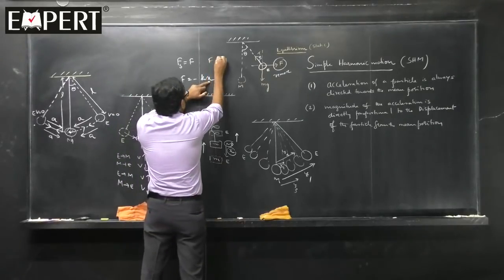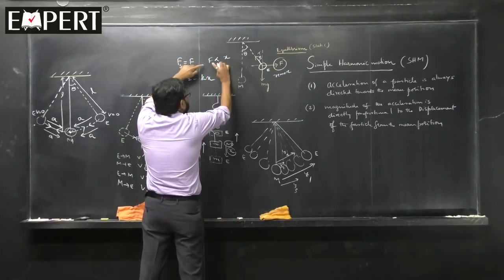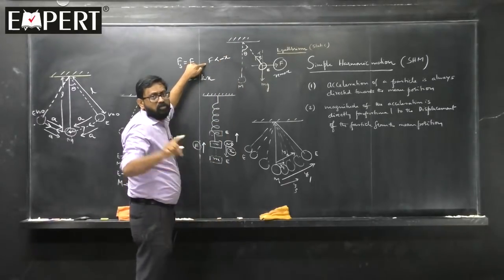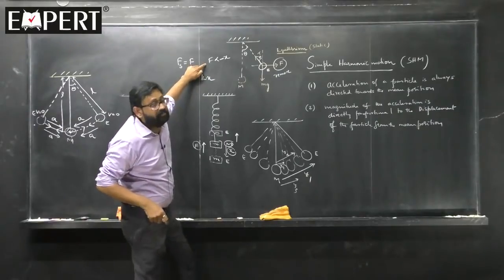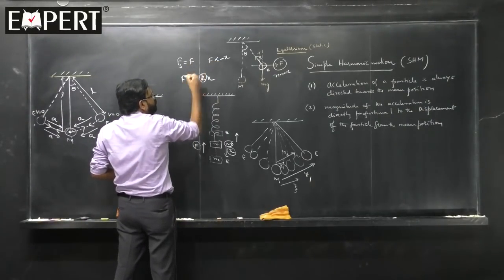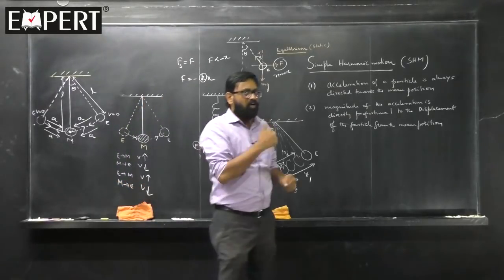We know that this F is directly proportional to x. Applied force is directly proportional to displacement, but restoring force is directly proportional to minus of displacement, correct? Yes. Then we replace the proportionality by a constant k. It is called the force constant. In the case of a spring, it is called the spring constant.